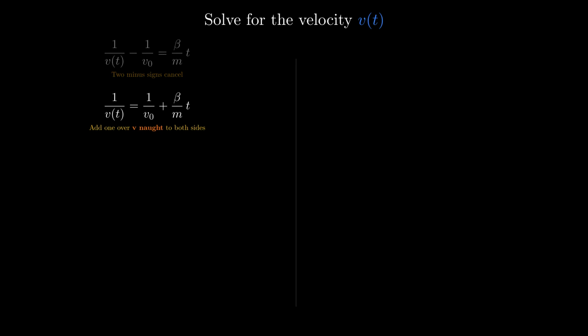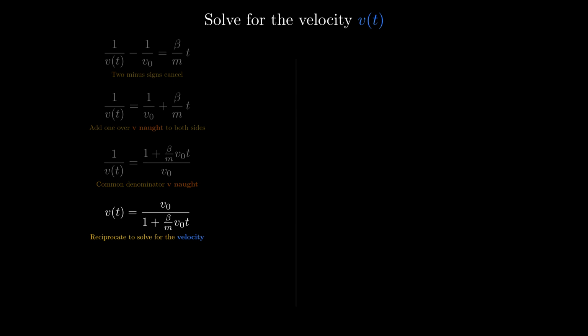Clean up the signs. The two minus signs cancel, leaving 1 over v of t minus 1 over v naught equals beta over m times t. Add 1 over v naught to both sides to isolate 1 over v of t. 1 over v of t equals 1 over v naught plus beta over m t. Put the right side over the common denominator v naught, and it becomes 1 plus beta over m v naught t, all divided by v naught.